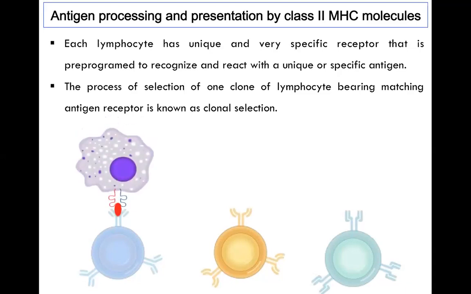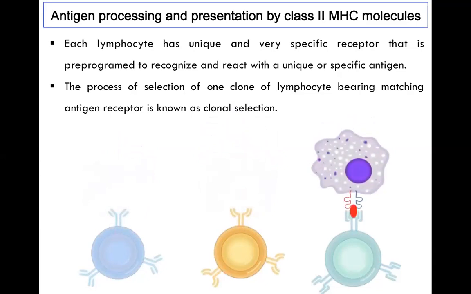The interesting thing here is that each T lymphocyte has a unique and very specific receptor that reacts with a unique specific antigen. The macrophage with the class 2 MHC molecule tries to fit the presented antigen to a T cell receptor. If you look here, it comes to this one but is not recognized, then comes to another molecule, and similarly it goes to several molecules, and ultimately finds the one where it fits. Once it fits a particular T cell, that clone of the T cell is selected for that particular antigen, and that process is called clonal selection.